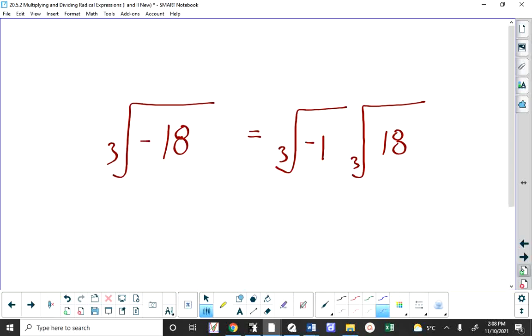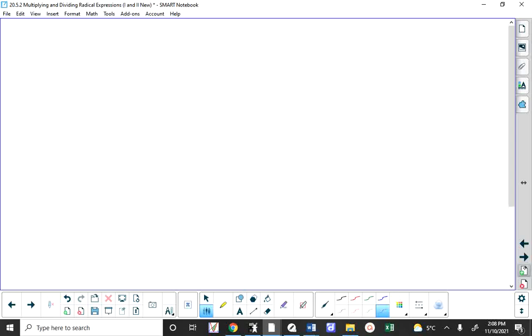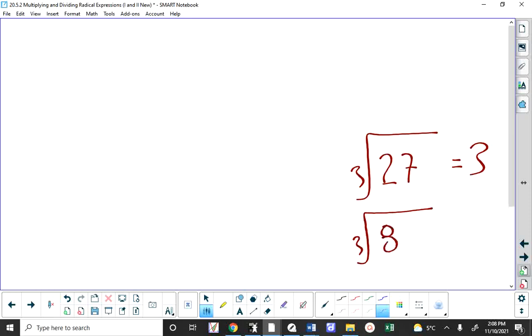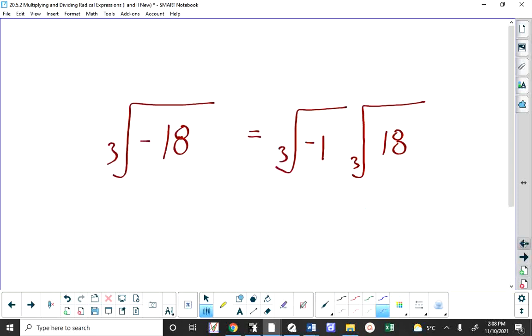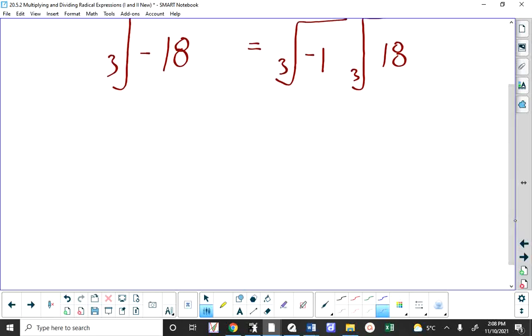So I know you get that, but in terms of everybody else, I want to make sure you get that. The cube root of 27 is equal to 3 because 3 cubed is 27. The cube root of 8 is equal to 2 because 2 cubed is 8. So the cube root of 8 is saying, what do you cube to get 8? 2. The cube root of negative 1 is saying, what do you cube to get negative 1? And the answer is negative 1.